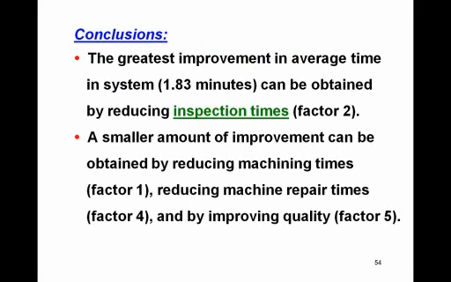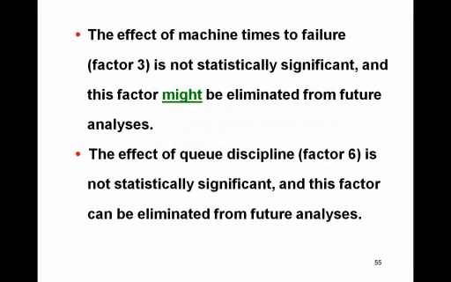Okay, conclusions. The greatest improvement in average time in system, namely 1.83 minutes, can be obtained by reducing inspection times by 10%. A smaller amount of improvement can be obtained by reducing machining times, factor 1, reducing repair times, factor 4, and by improving quality from 0.1 down to 0.05, factor 5.